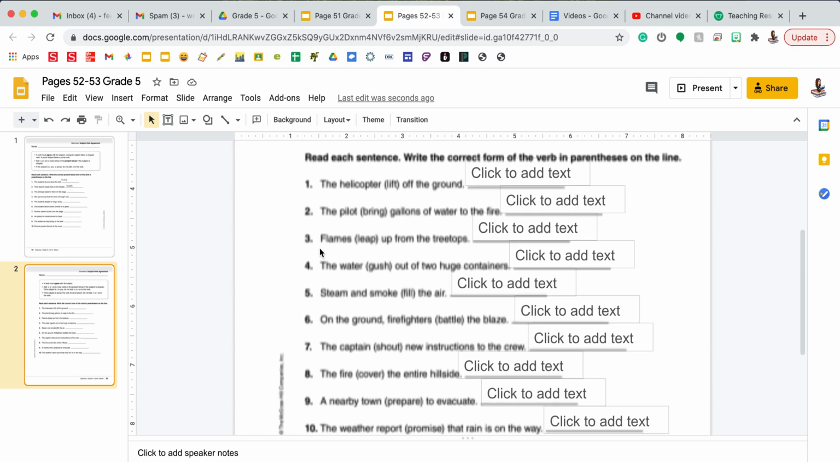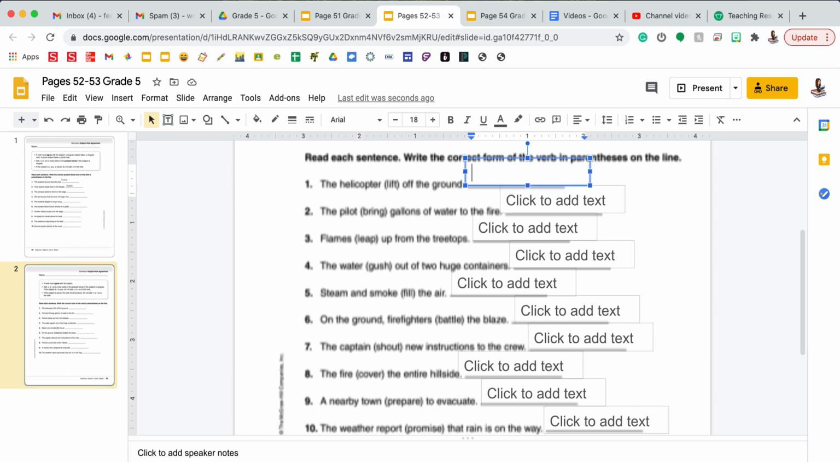The directions state to read each sentence, write the correct form of the verb in parentheses on the line. So kind of the same thing as the previous page. Let's do 2 examples together. The helicopter lift off the ground. Because helicopter is my subject and it is singular, I need to add an s to the end of lift. So the sentence should read, the helicopter lifts off the ground.